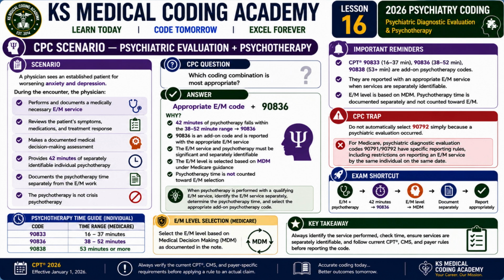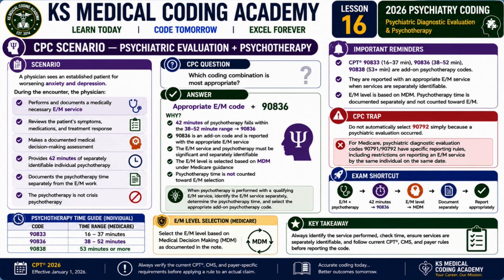The answer is the appropriate E/M code plus 90836. Why? The psychotherapy time is 42 minutes. Under the applicable Medicare psychotherapy time ranges, 42 minutes falls within the 38 to 52 minute range, which corresponds to 90836. Because 90836 is an add-on psychotherapy code, it is reported with the appropriate E/M service when the requirements for both services are met. For Medicare, the E/M level is selected based on medical decision-making, and the psychotherapy time is not counted toward the E/M level.